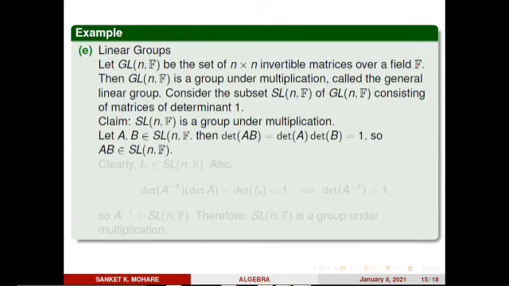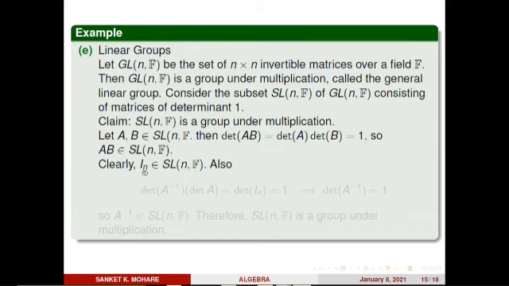First we show it is closed. Let A and B be two matrices from SL(n, F). We need to prove AB belongs to SL(n, F), which holds if the determinant of AB is 1. The determinant of AB equals the determinant of A times the determinant of B, by the property of determinants. As A and B are members of SL(n, F), each determinant is 1, so 1 times 1 is 1. Hence AB also belongs to SL(n, F). Clearly it satisfies associativity also.